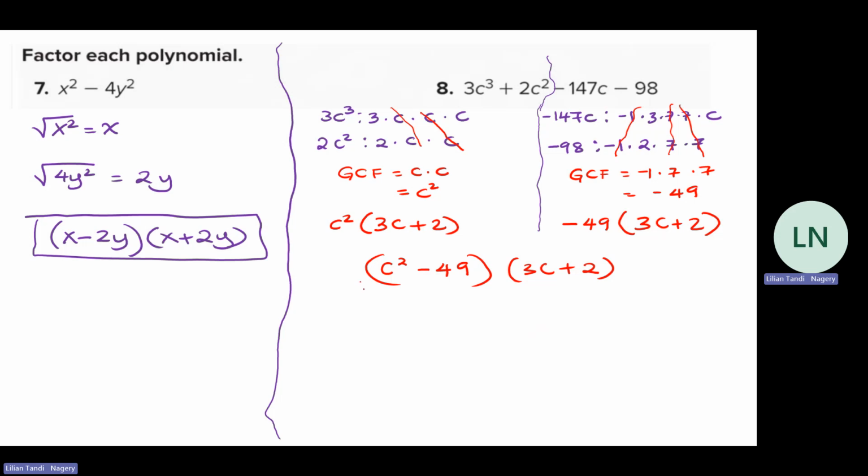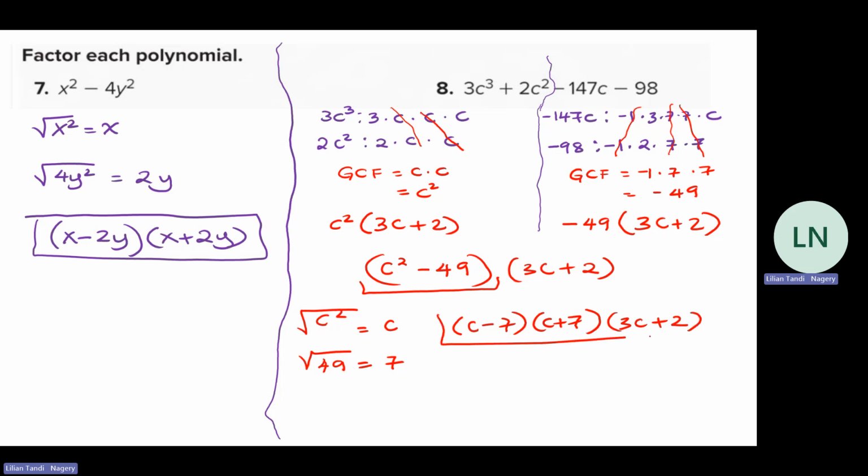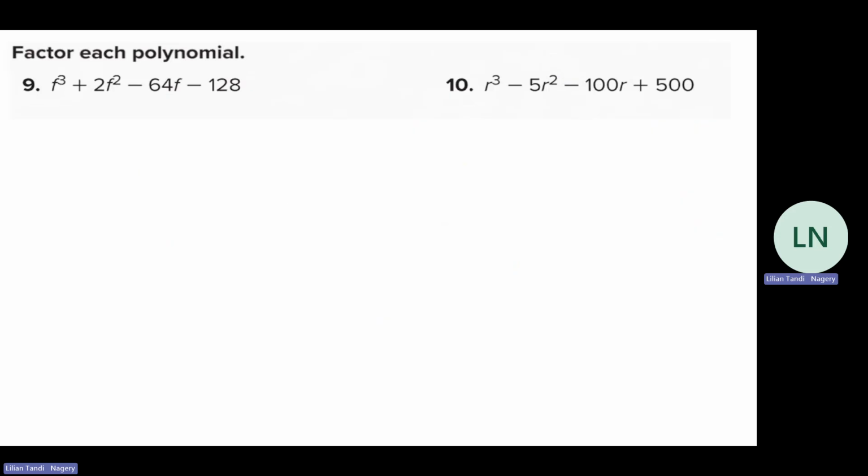49 is a perfect square, so I still need to solve this. So c squared is perfect, so I find the square root, and I find the square root of 49. Square root of c squared is c, square root of 49 is 7, 2 brackets, c minus 7, c plus 7, and then what I didn't use, 3c plus 2, and I box my answer. Okay. All right, let's do this one.